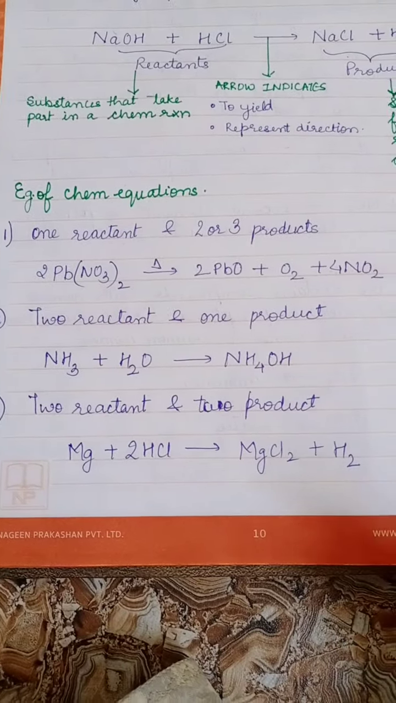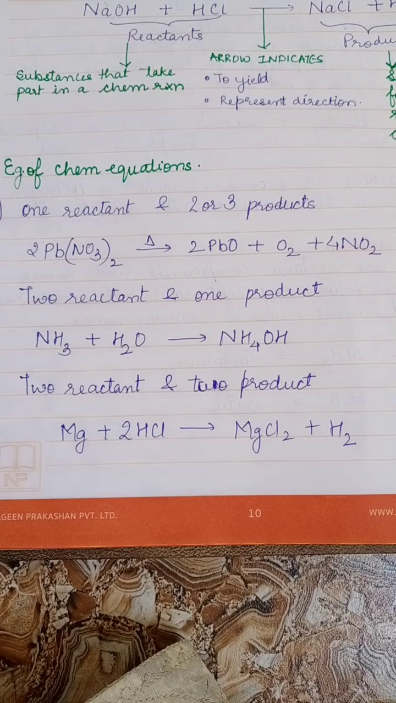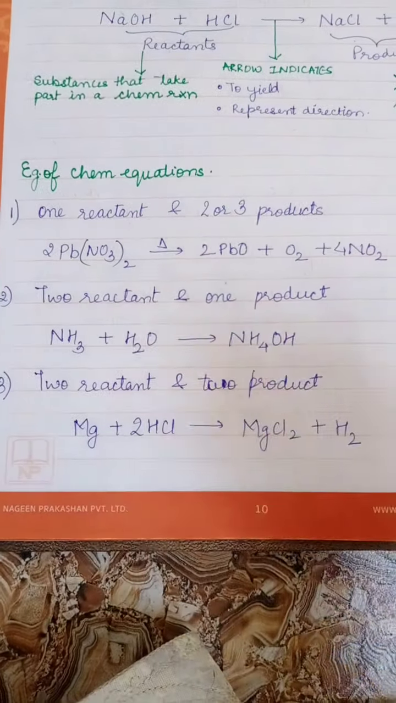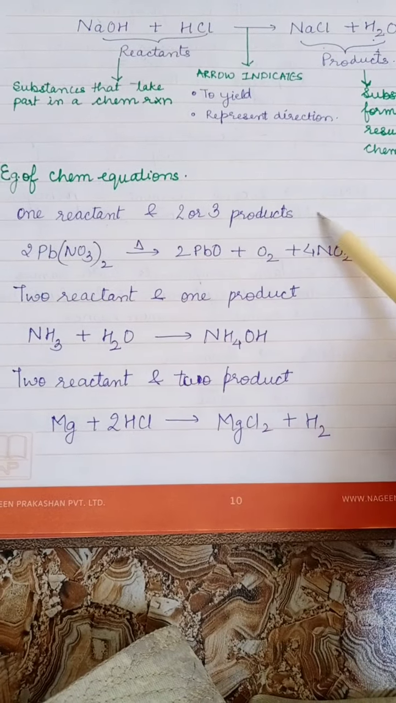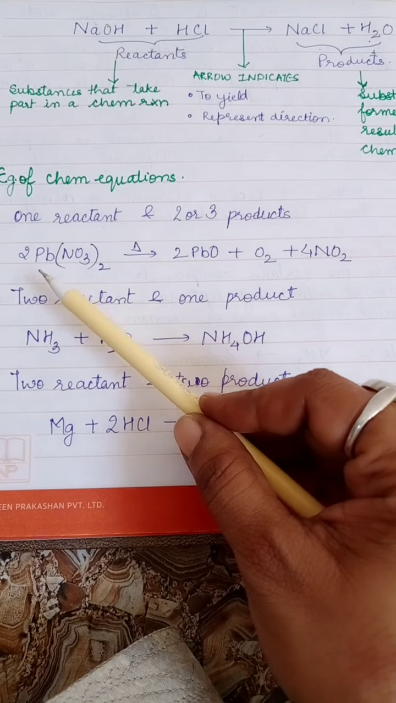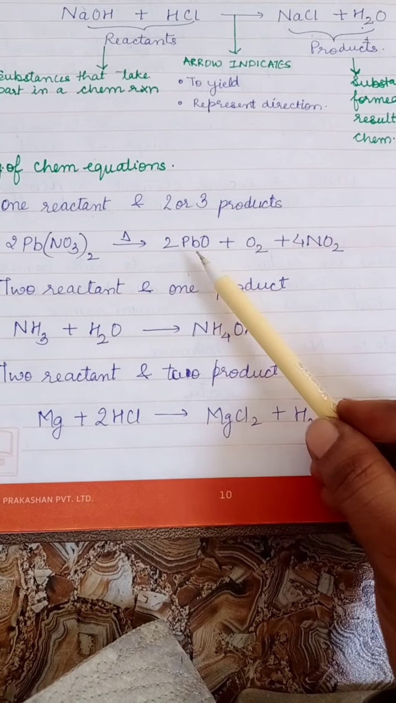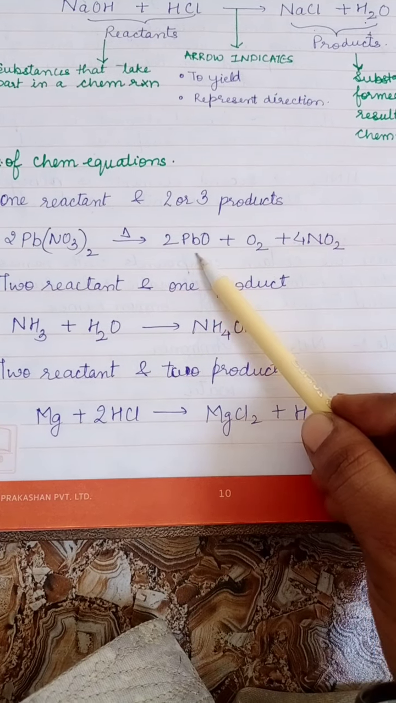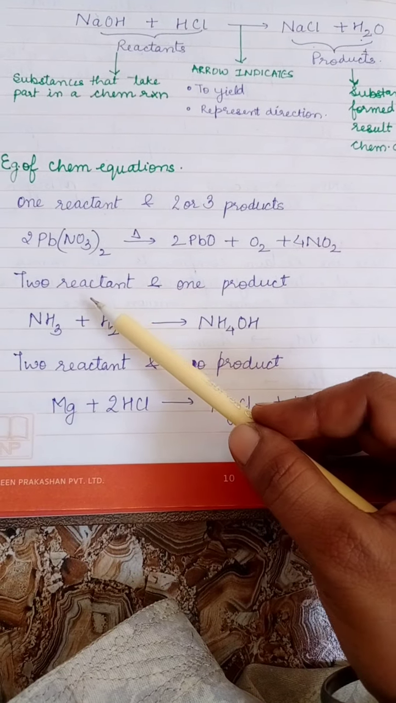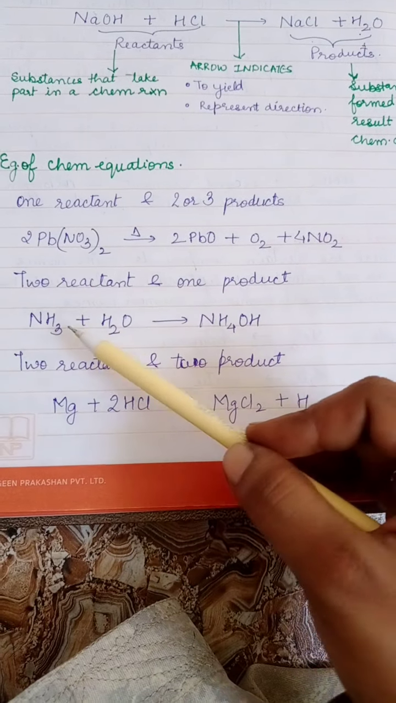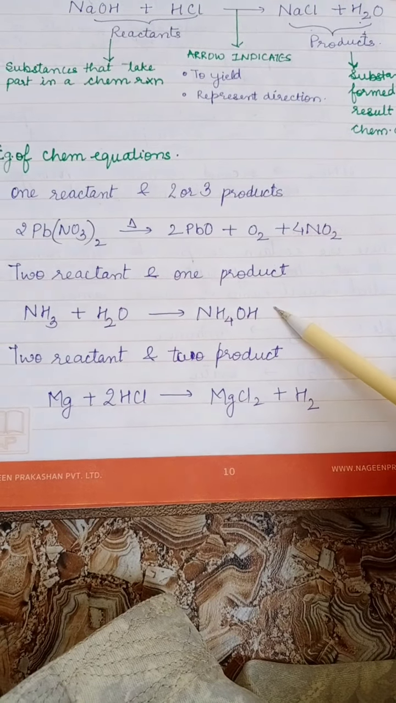Now let us see what are the examples of the chemical equation. We have many different types of equations. I have represented 4 types here. The first type is, you may have one reactant and 2 or 3 products. You can see here in the reaction, lead nitrate is only one reactant, but it decomposes in the presence of heat to give you 3 products. The next type of reaction is, there are 2 reactants and 1 product. You can see here 2 reactants are written on the left hand side. They combine to form only 1 product.